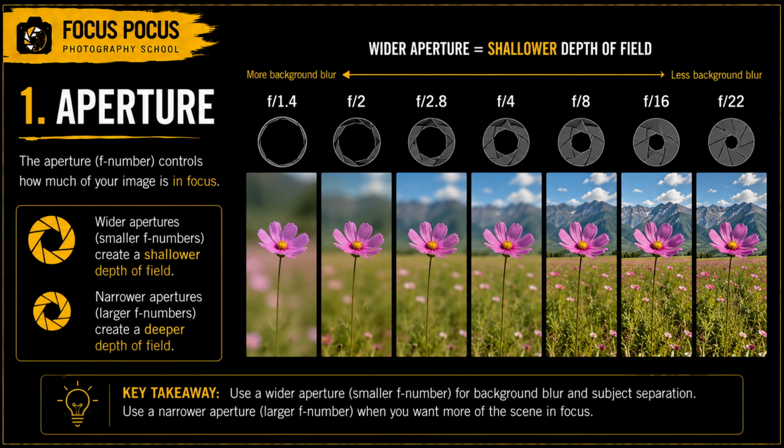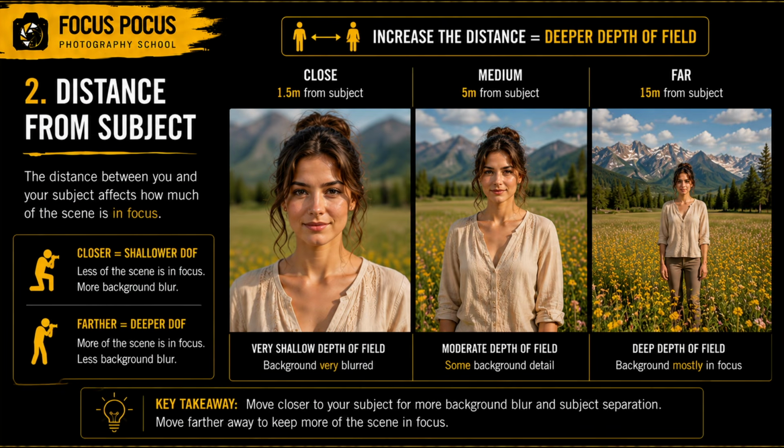The first is aperture. A wide aperture such as f1.8 produces a shallower depth of field, while a smaller aperture such as f11 produces a deeper depth of field. The second factor is the distance from the subject. The closer you are to the subject, the shallower the depth of field becomes. Move further away and the depth of field becomes deeper.